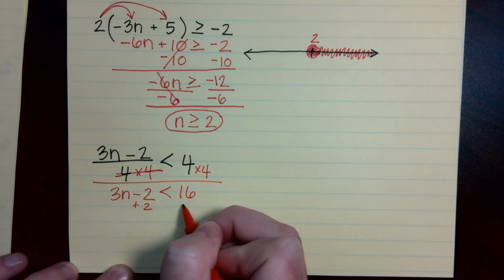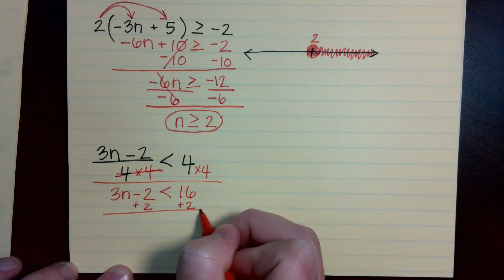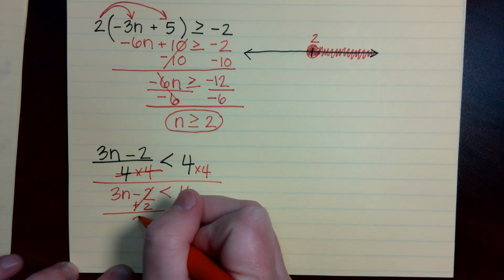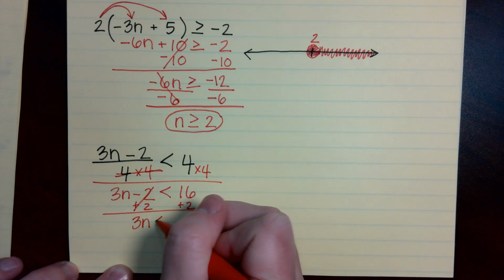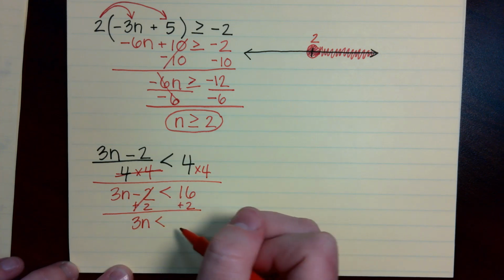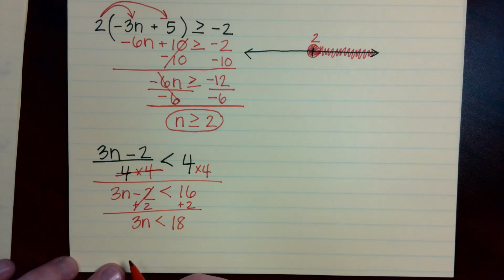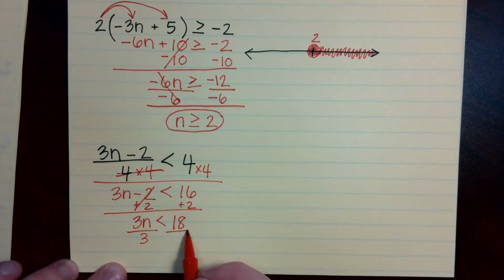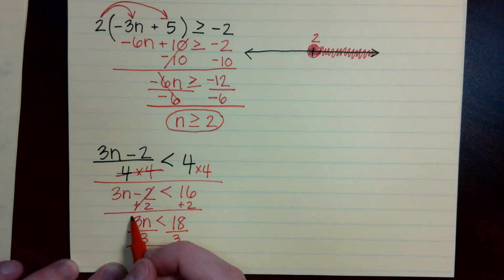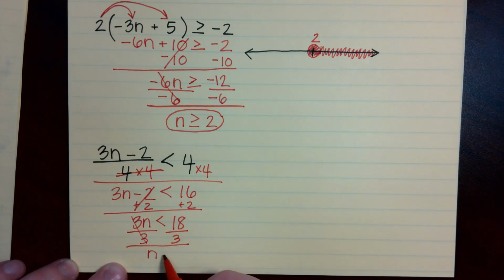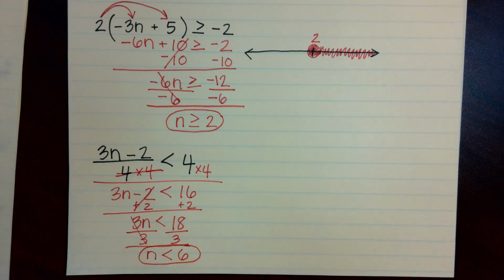Add 2. That's going to give us 3 times n is less than what? 18. Good. And last step. Awesome. You guys have got this. Divide by 3 on both sides. And we get n is less than what? 6. Perfect.